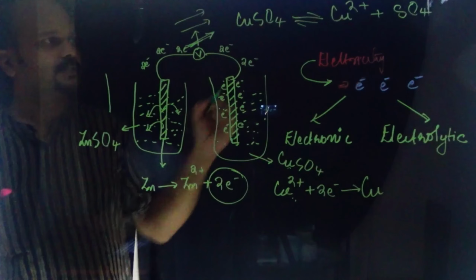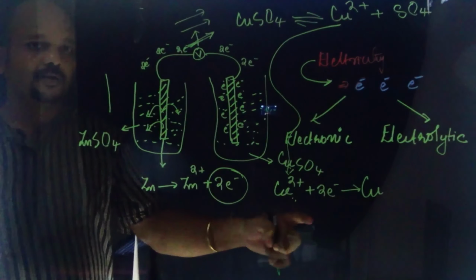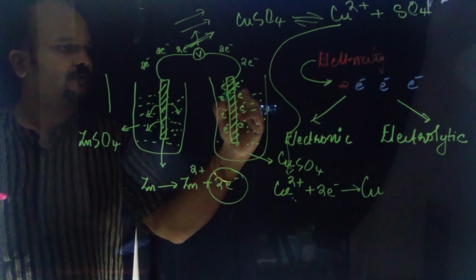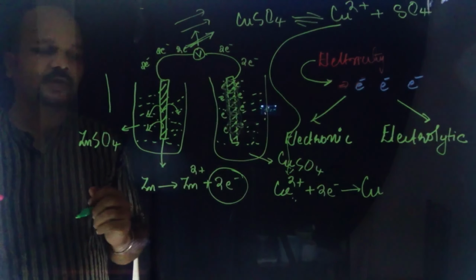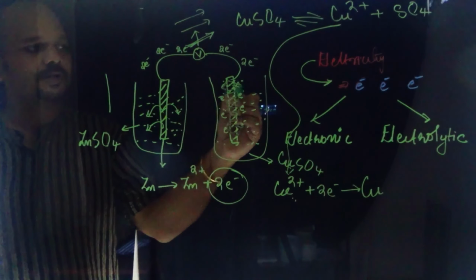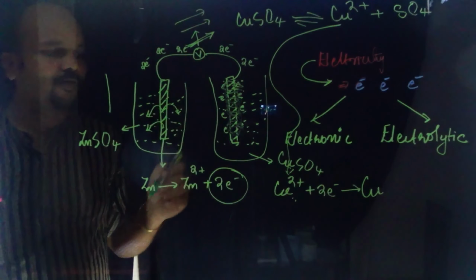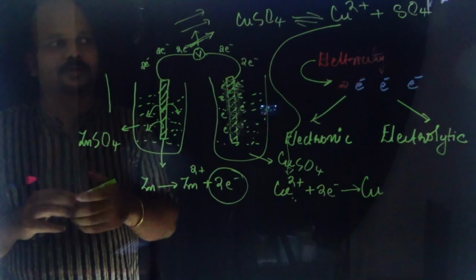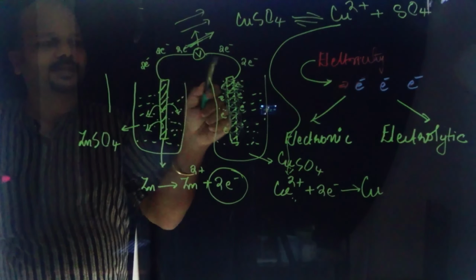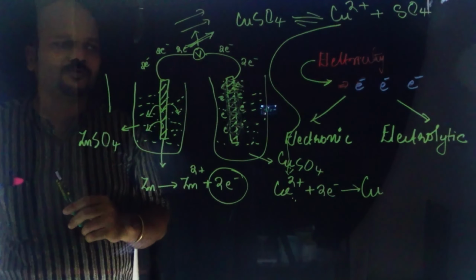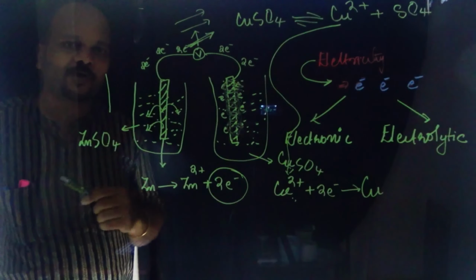The Cu2+ accepts the 2 electrons, and it will deposit on the surface of this copper rod. So the outcome is that after some time the size of this copper rod will increase, and this zinc rod keeps on depleting. So here also electricity is conducting, that is, electricity is produced and the flow of electrons happens through the electrolytic process.